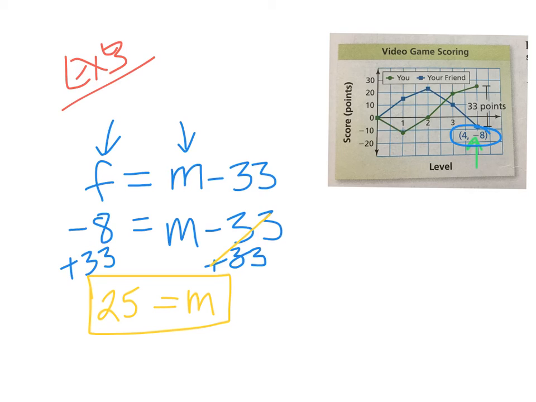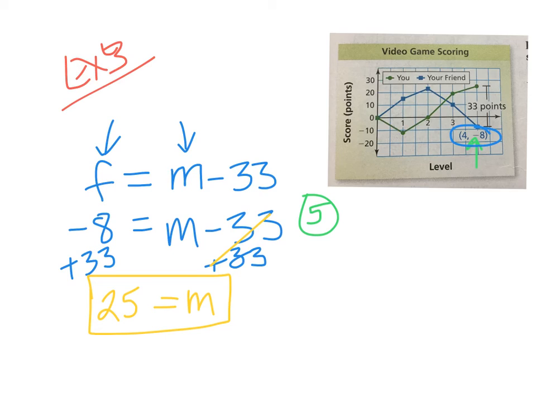Who's winning? Yeah, I'm winning because my score is a positive 25. He's got a negative 8. So I'm winning. Does that make sense? Yes. Okay, on your number 5, it's dealing with this, so I'm just going to keep this screen open.